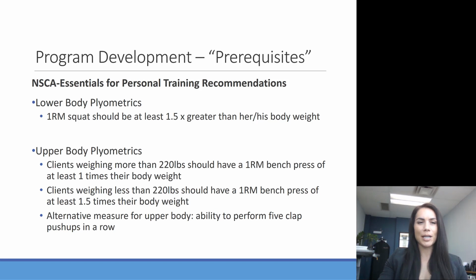Similarly with upper body plyometrics, NSCA says that if you have a client who weighs more than 220 pounds, their 1RM bench press needs to be at least 1 times their body weight. However, if they weigh less than 220 pounds, their 1RM bench press needs to be at least 1.5 times their body weight. So again, I want you to pause and think about the math, right? Do 1.5 times your body weight if you're less than 220 pounds, or if you're more, do 1 times your body weight. Are you able to bench that much? Many of us are going to think, there's no way I could do that, right? I'm strong, but I'm not that strong.